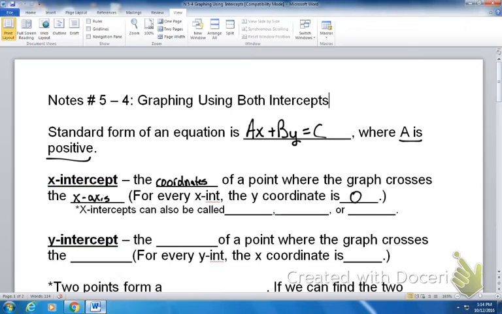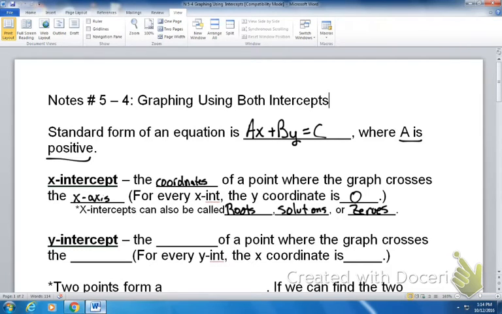Now, we can call x-intercepts three different things besides x-intercepts. We can call them roots, we can call them solutions, or we can call them zeros. So any of those will work. I could say find the roots, I could say find the solutions or the zeros, and you need to know I'm talking about the x-intercept.